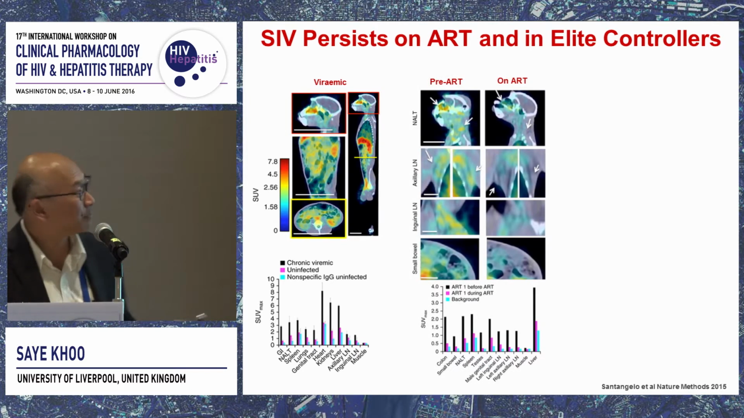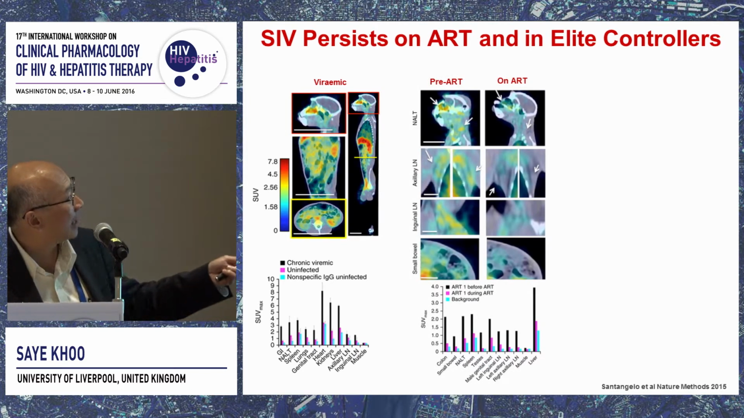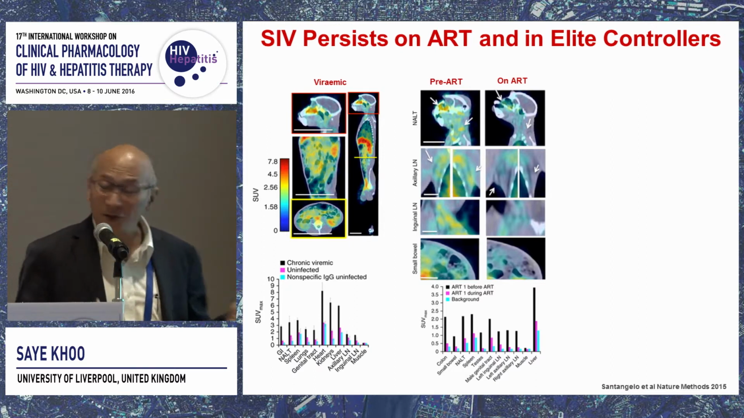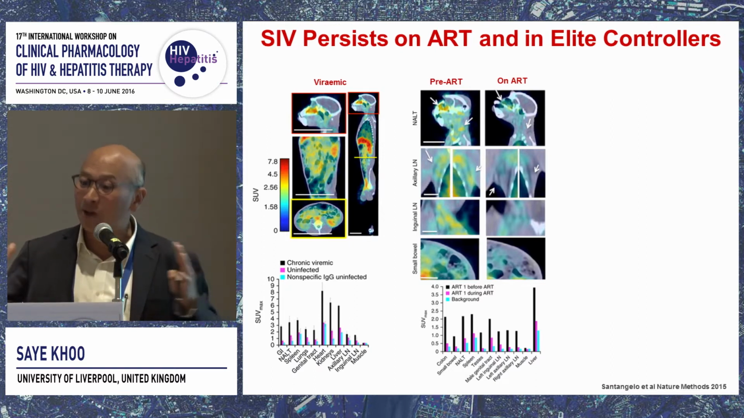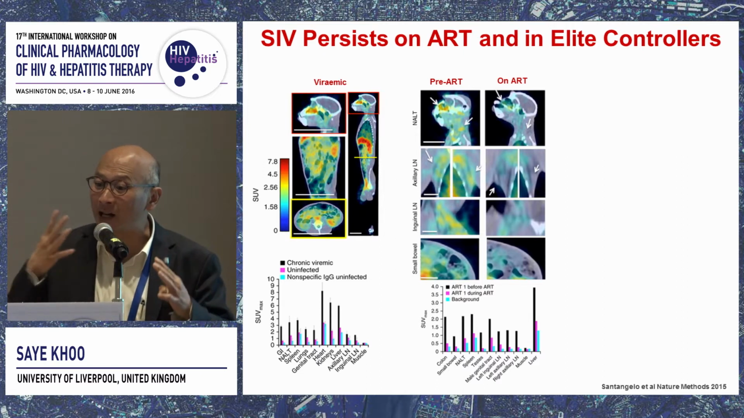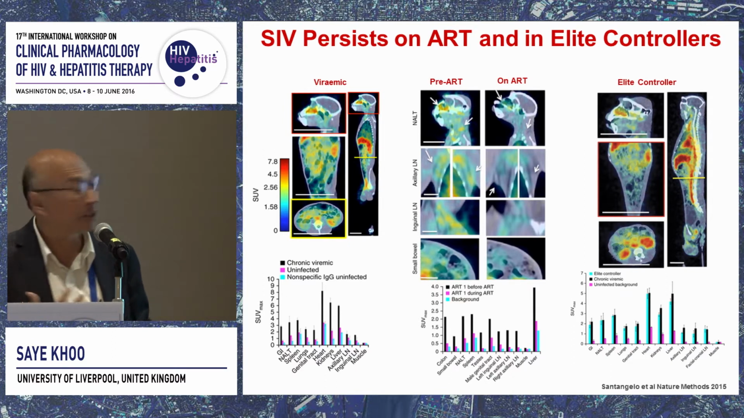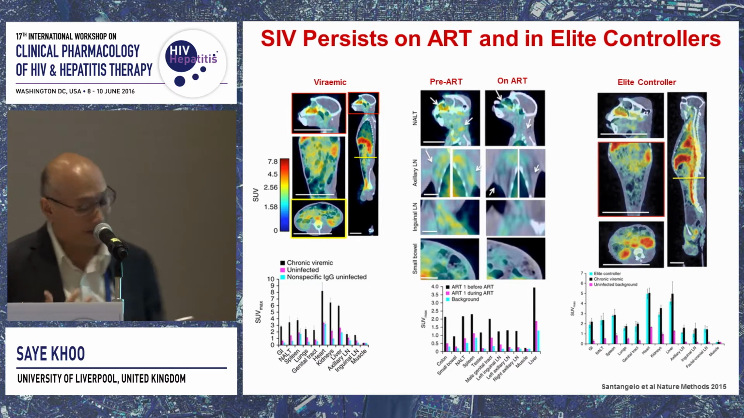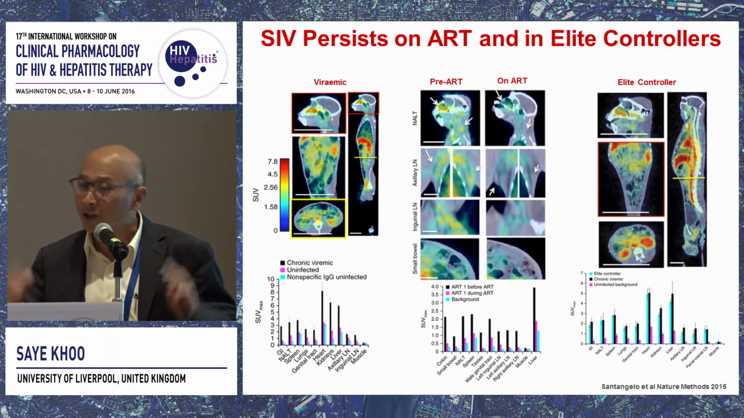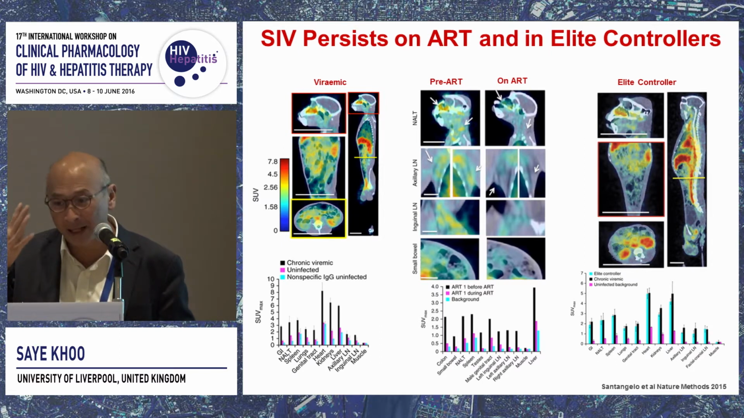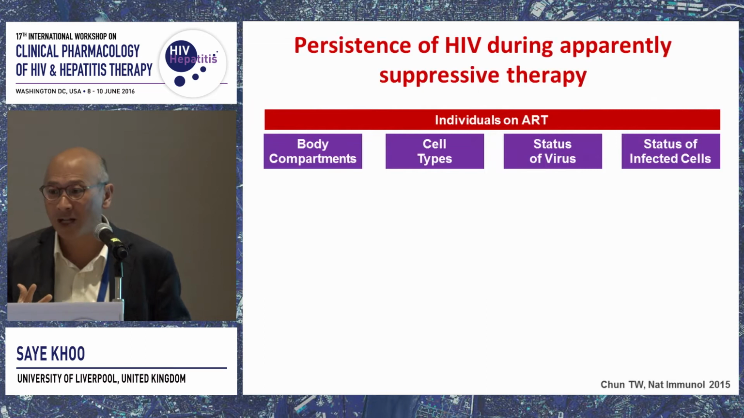If you look then at these primates which are treated with antiviral therapy, then actually you can see that although the viral load goes down, these sites by and large still persist. And in certain elite controller monkeys, you see pretty much the same thing. Okay, so you can think of sanctuaries as being in those anatomical compartments.